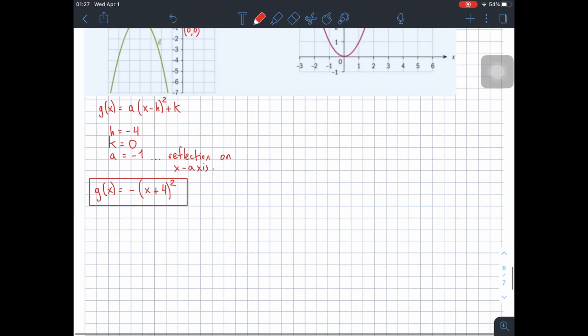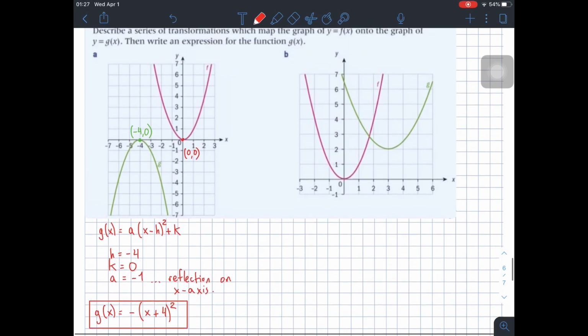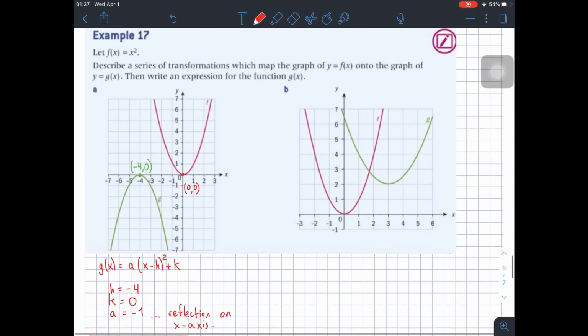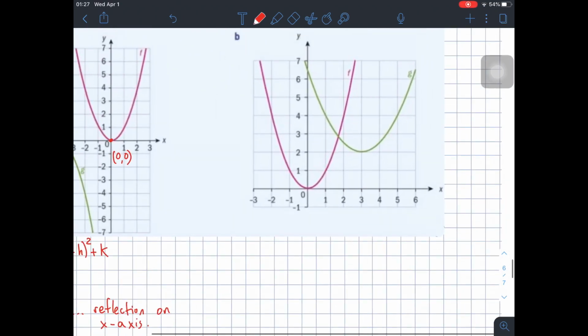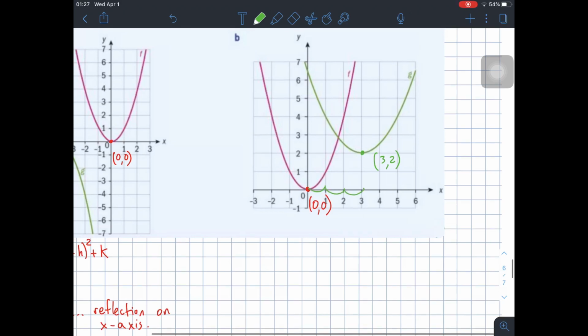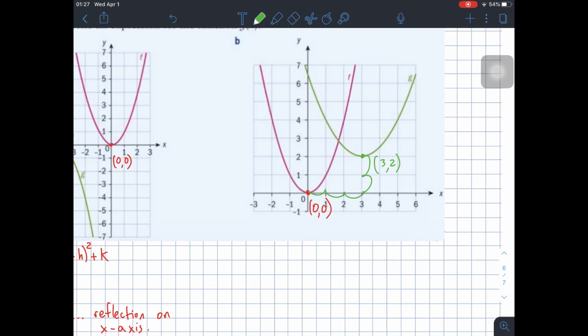Then we're gonna see example B. I think, yes, we're done after this. This is example B. So we want to do the same thing. We want to translate the original function into this new green function over here. Okay, so first analysis I always do, look at the vertex. The parent function always has vertex 0, 0, and our new function has vertex 3, 2. That means that there was a horizontal translation 3 units to the right and a vertical translation 2 units up.